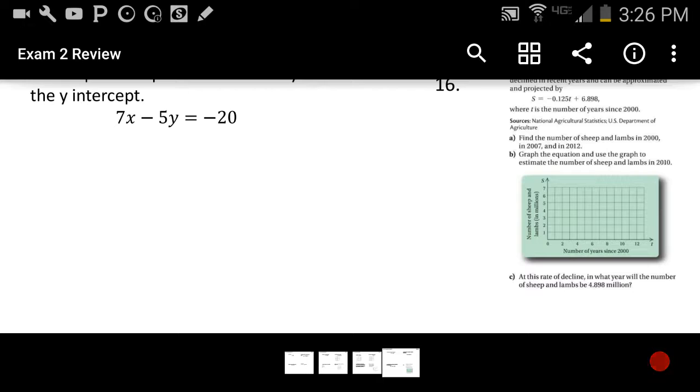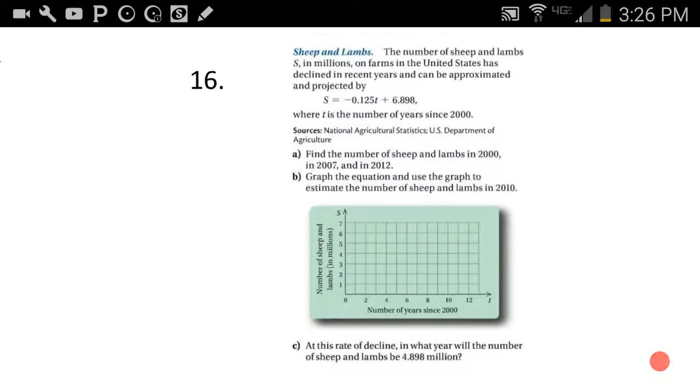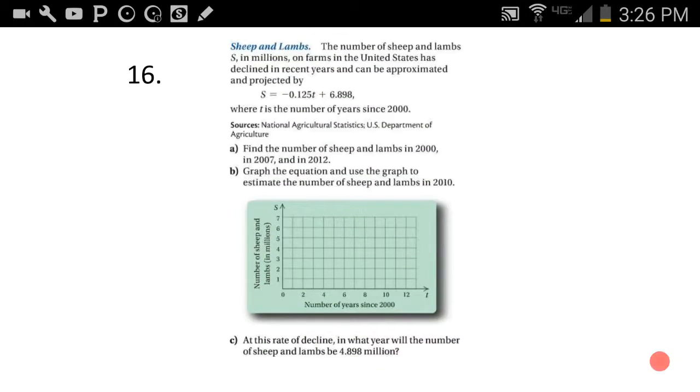So our last problem is another application problem. I'll get it as far over as I can. And it has to do with sheep and lambs.